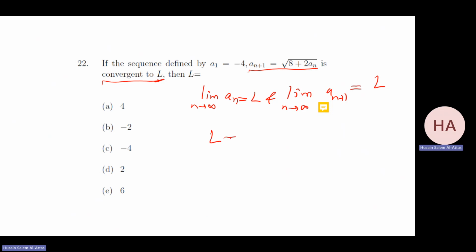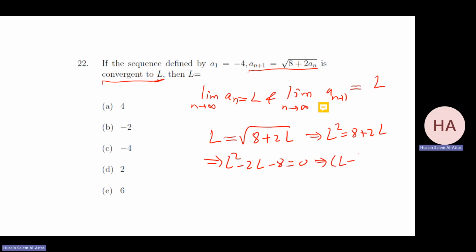You have L equals the square root of 8 plus 2L. So square both sides, you have L squared equals 8 plus 2L. So I have L squared minus 2L minus 8 equals 0. Now I need to solve this. So I have L minus 4 times L plus 2 equals 0. So L equals 4 or L equals minus 2. Minus 2 is impossible since if I substitute, I get minus 2 equals 2, which is wrong. So L equals 4. That's the only solution.